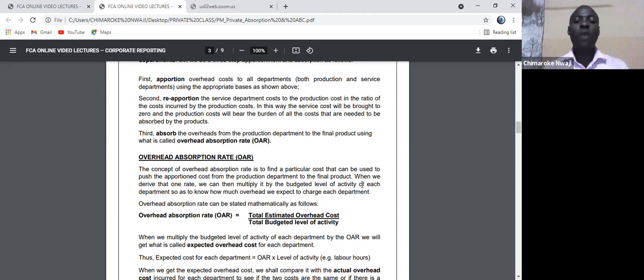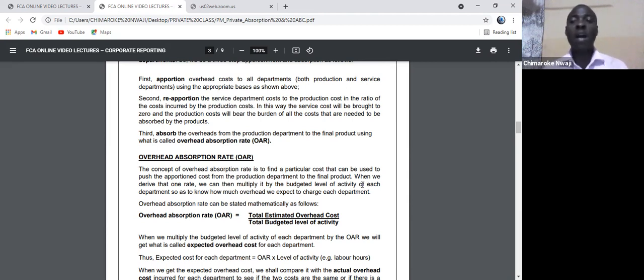So when we get our overhead absorption rate, that is that rate. I usually call it a judgment rate. That is that rate you will use to judge how much a department is supposed to account for a product. So if department A uses 30 hours and you have charged your overhead absorption rate as 1 naira per hour, it means you're going to charge 30 naira.